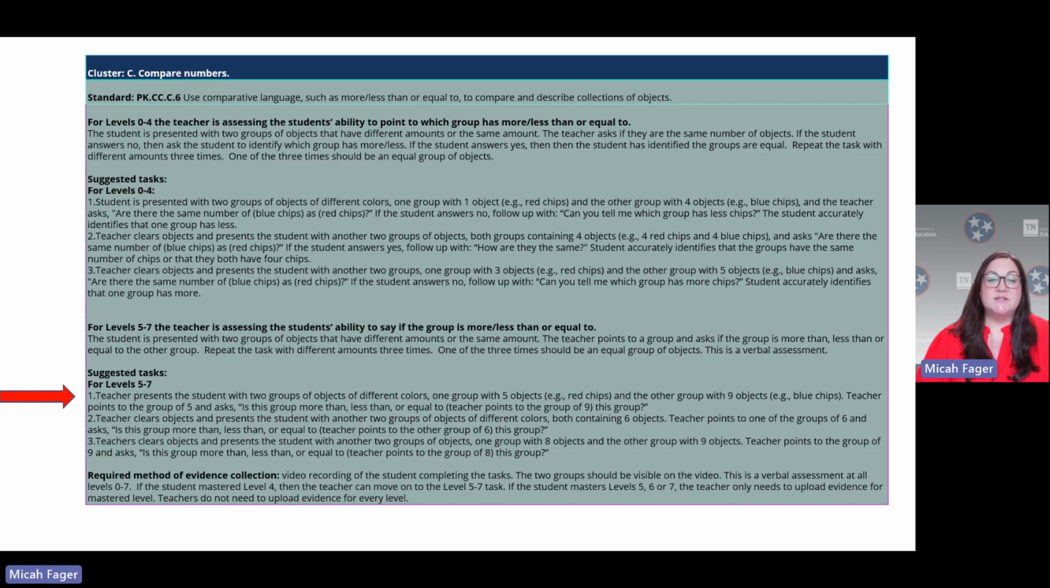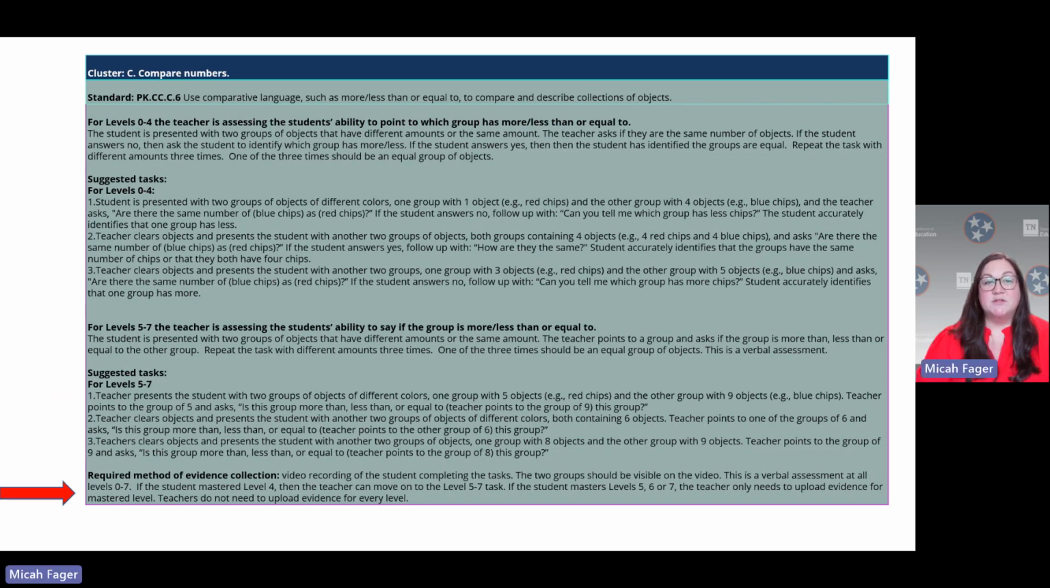When you look at the suggested task portions for levels 5 through 7, there are 3 examples that the teacher could use to assess if the student is able to say if a group is more than, less than, or equal to.